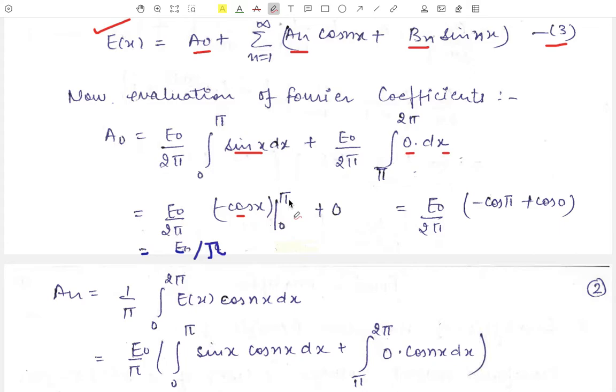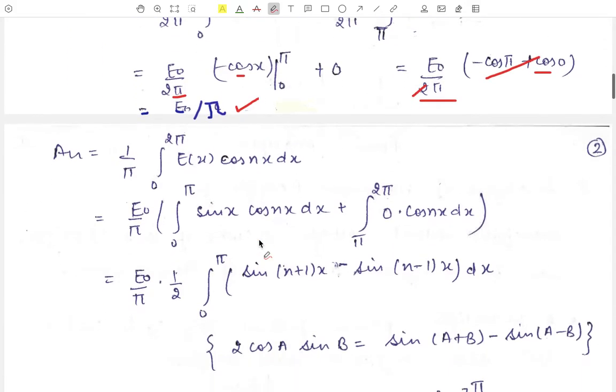Putting the limits 0 to pi, we get E naught upon 2 pi as it is, this term as it is here, and putting the limits in this minus cos x, we get minus of cos pi, minus minus plus cos 0, the lower limit. Cos pi is minus 1 and cos 0 is 1. This minus of minus 1 is 1 plus 1, that is 2, and this 2 cancels out this 2 and we get E naught upon pi, the value of the A naught, the first Fourier coefficient.